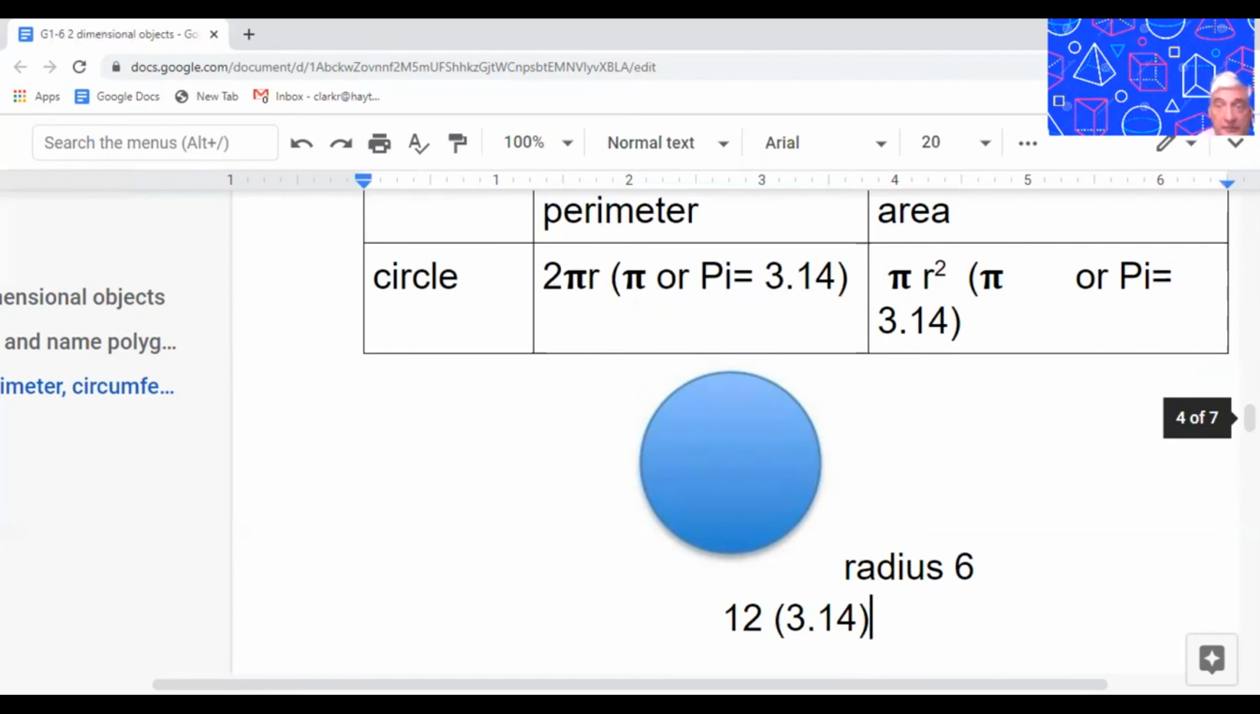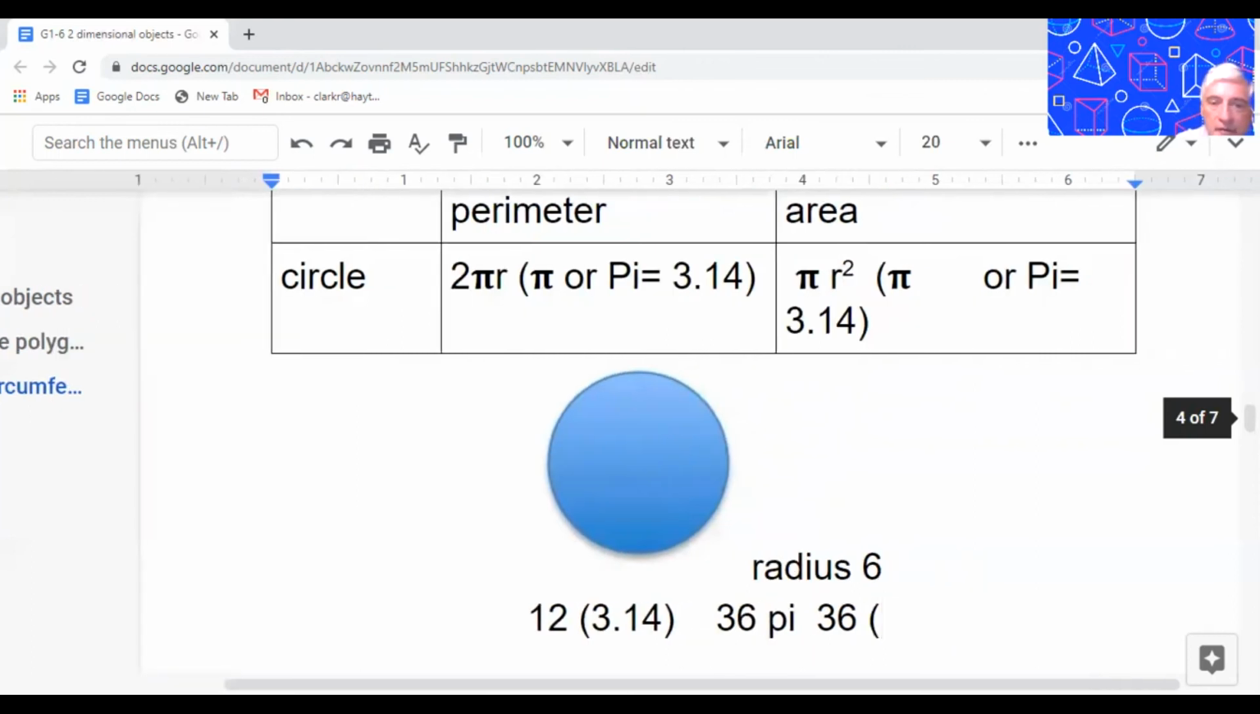I don't expect you to know the 3.14 times tables. I do expect you to know the 12 times tables. If it were 12 times 3, I would expect you to know that it was 36 without reaching for your calculator. And what would the area be? Pi r squared, the radius is 6. So 6 times 6 would be 36 pi, or 36 times 3.14. Get a calculator, and it's 36 times 3.14. That would be the area of your circle.